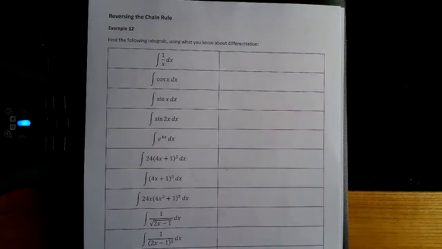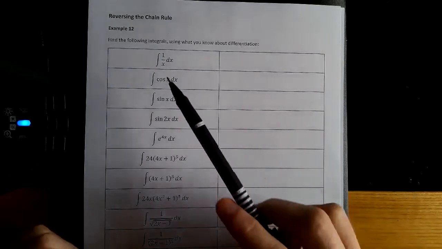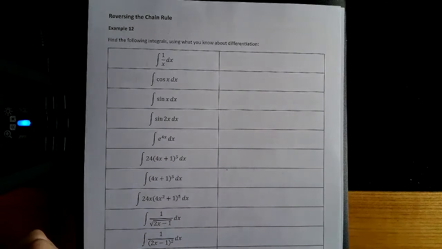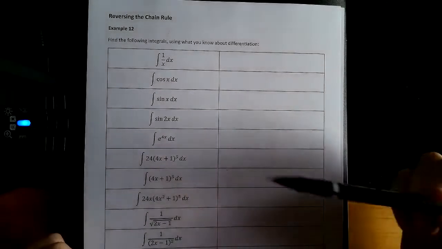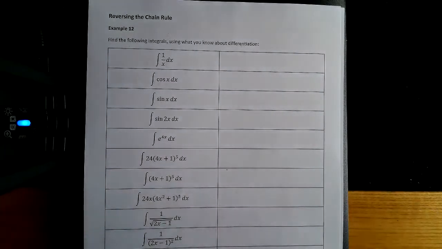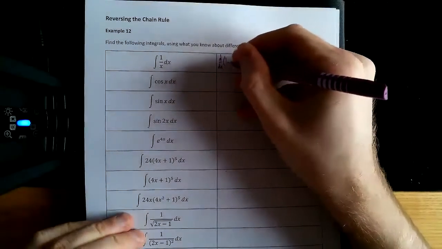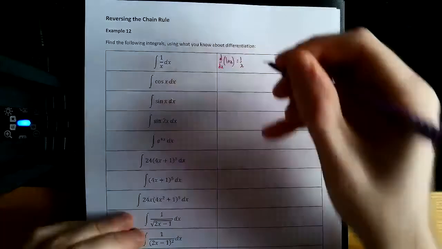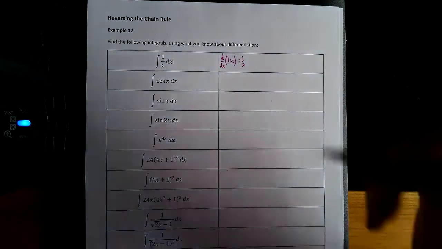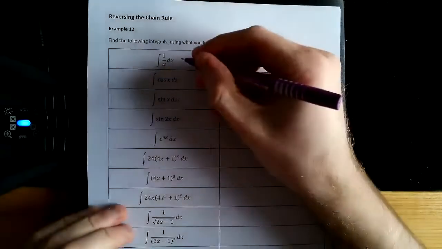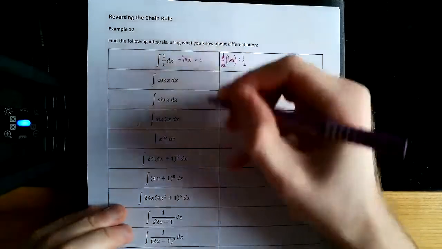Okay, so we've practiced the chain rule. So the next bit is doing the reverse chain rule in order to do some integration, because integration is the opposite of differentiation. So all we need to do is find something that differentiates to give us these things, and we'll be able to integrate them. So 1 over x, what differentiates to give us 1 over x? Well, if you think back, if I differentiate ln x, we get 1 over x. So therefore, if I integrate 1 over x, we get ln x plus c.